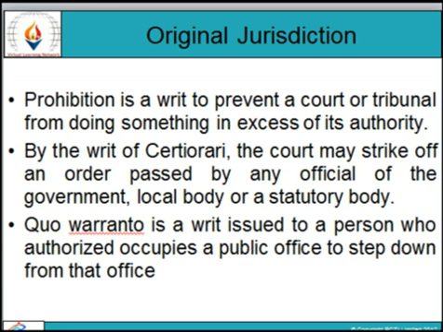Prohibition is the right to prevent a court or tribunal from doing something in excess of its authority. By the writ of certiorari, the court may strike off an order passed by any official of the government, local body or a statutory body. Quo warranto is the writ issued to a person who unauthorizedly occupies a public office, to step down from that office.